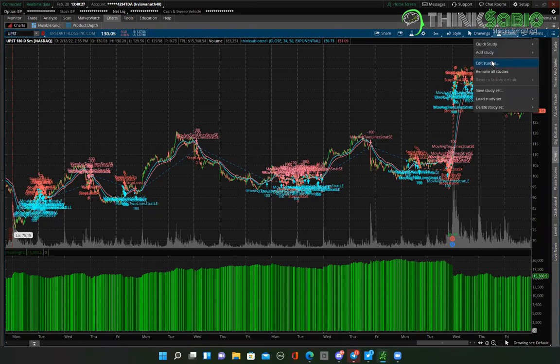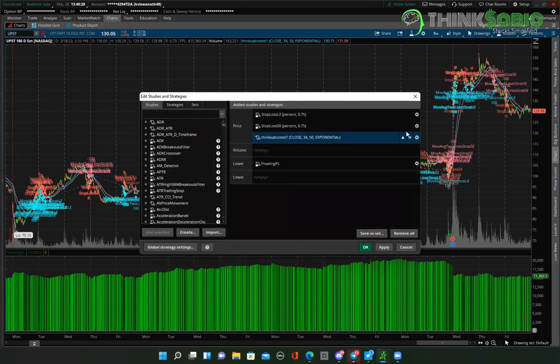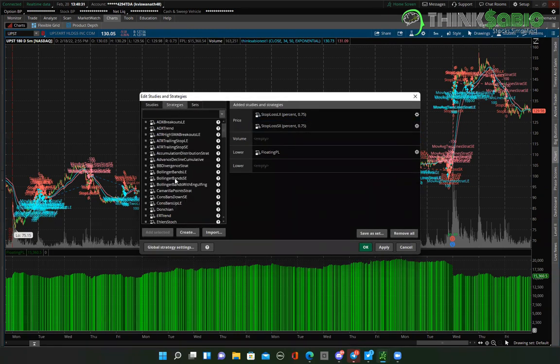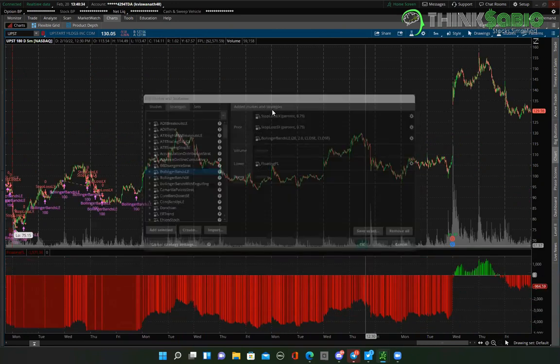right? I mean, you can use any indicator. I can just remove this one, and then I can go to strategies, and I can just go Bollinger Band long entry.